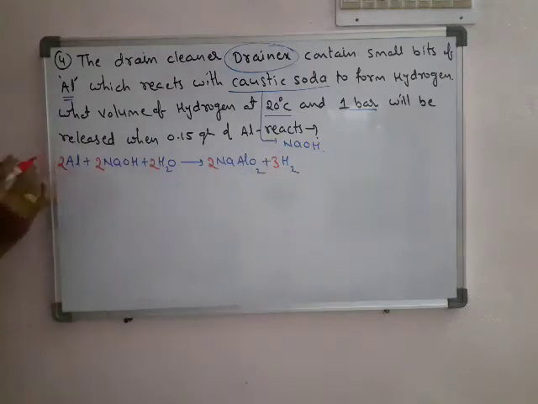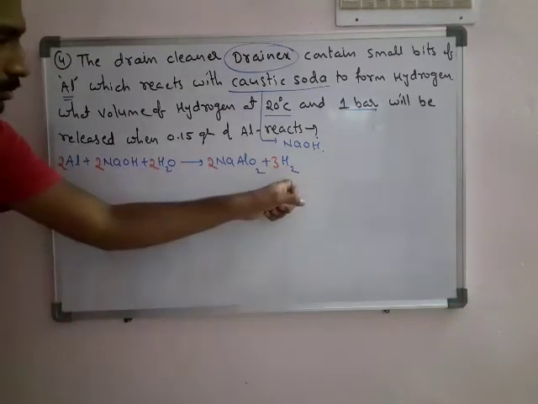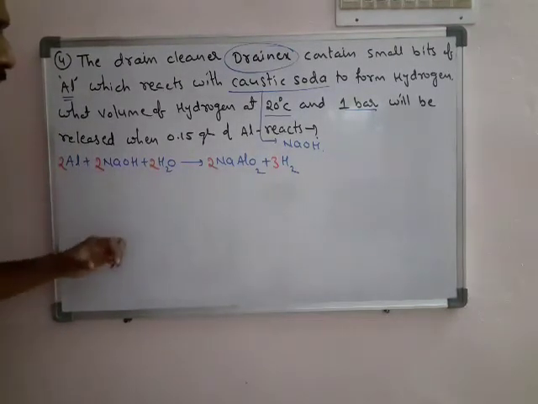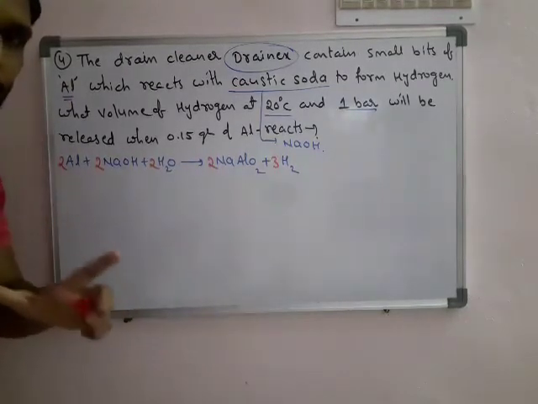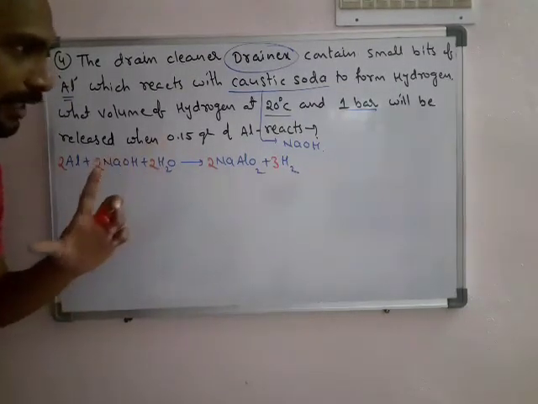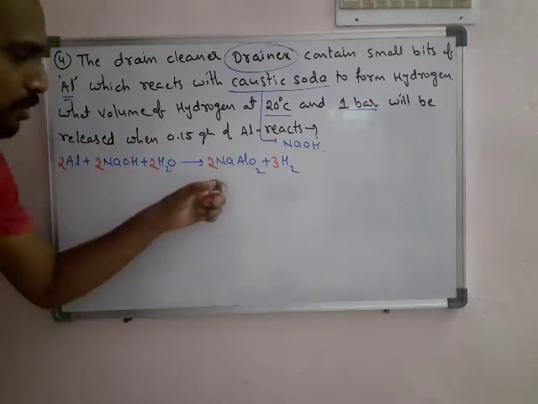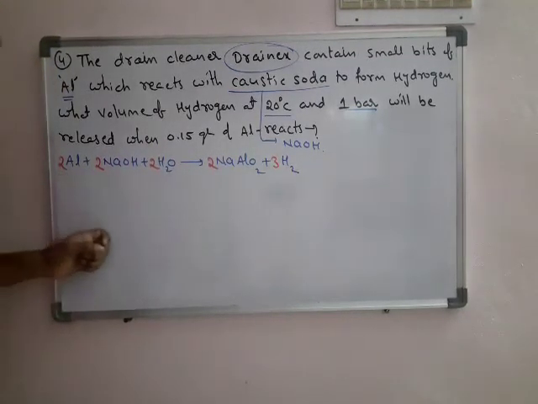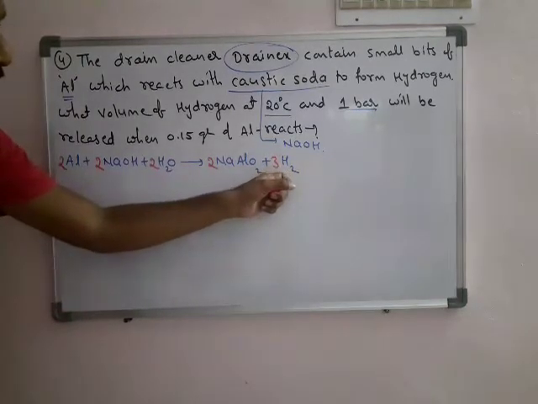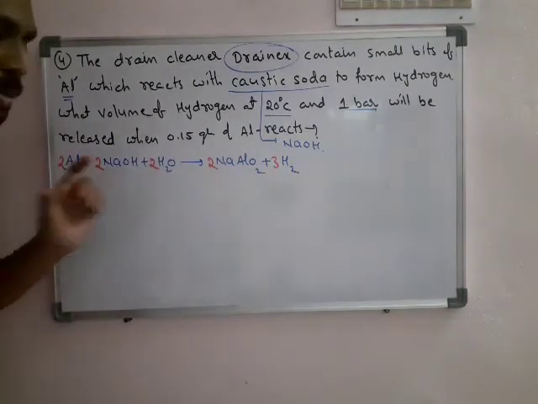Okay, here there is only discussion about aluminum and hydrogen. So even though NaOH also participates, there is no information about the NaOH and no need to calculate anything about the NaOH and sodium beta-aluminate. It is given the information about aluminium and we need to find the hydrogen. Just compare those two only.